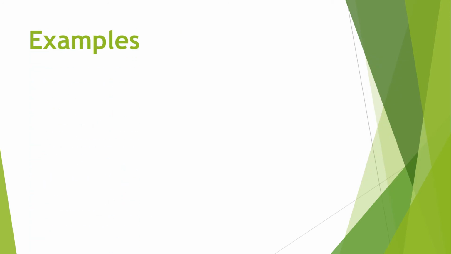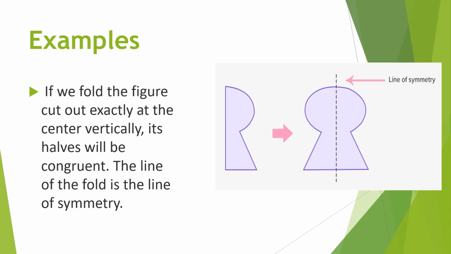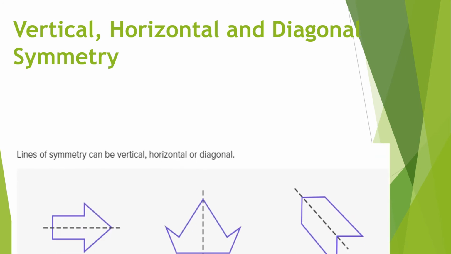Let us look at some different examples of shapes and their lines of symmetry. If we are to fold the figure cut out exactly at the center vertically, its halves will be congruent. The line of the fold is the line of the symmetry. Vertical, horizontal, and diagonal symmetry.